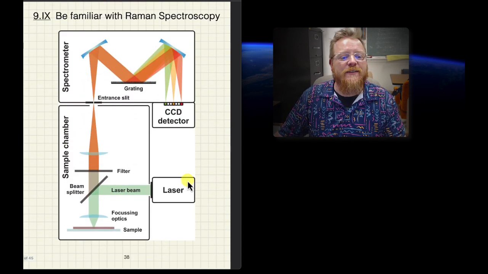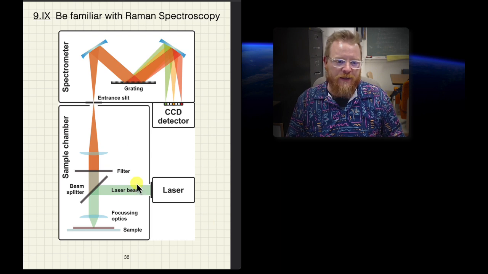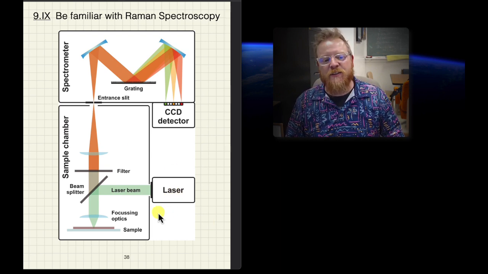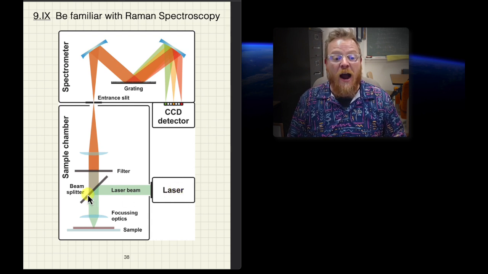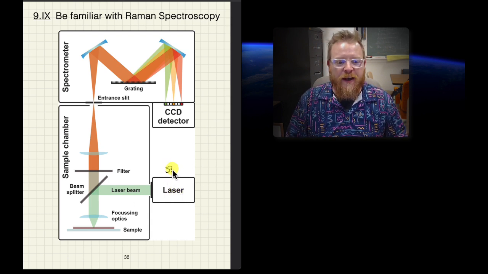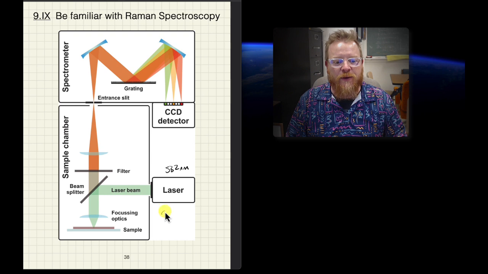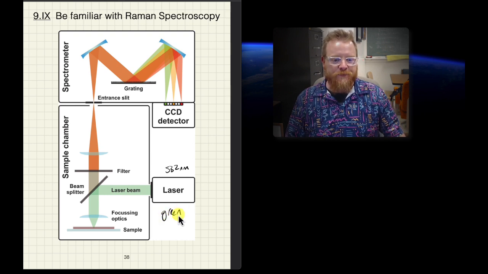So the way that this technique is done is the following, and there are several different ways to do this, but this is a general scheme where we have our laser, and typically, as I said, that's a 532 nanometer green laser.